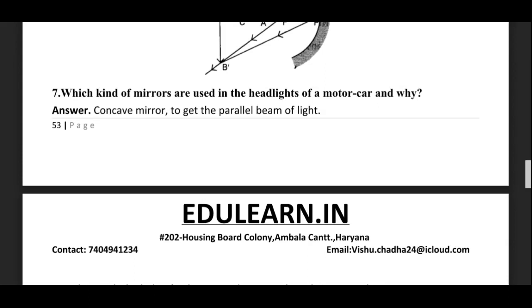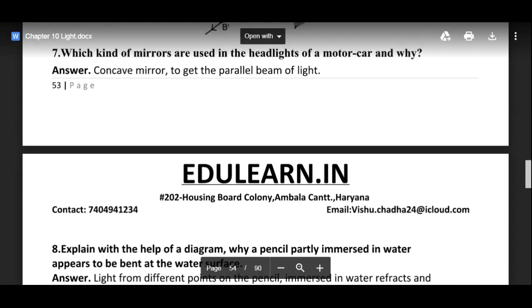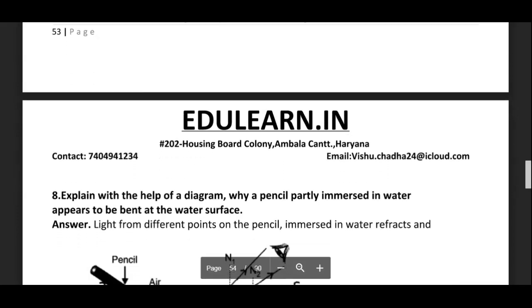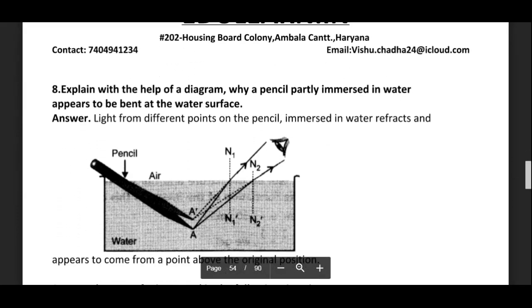Which kind of mirrors are used in headlights of a motor car and why? Concave mirror to get the parallel beam of light. मोटर कार्स में हम लोग कौन से मिरर्स यूज करते हैं? कॉनकेव मिरर, ताकि क्या हो, पैरेलल बीम ऑफ लाइट रहे और इन ऑर्डर टू हैव अ वाइडर फील्ड ऑफ व्यू आल्सो, राइट? हमें ज़्यादा लाइट स्प्रेड करनी पड़ती है सो दैट हमें आगे जो ऑब्जेक्ट्स आ रहे हैं उनको क्लियरली विजिबल या देखने में परेशानी ना हो, राइट?